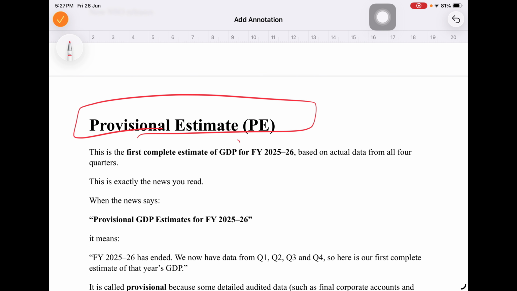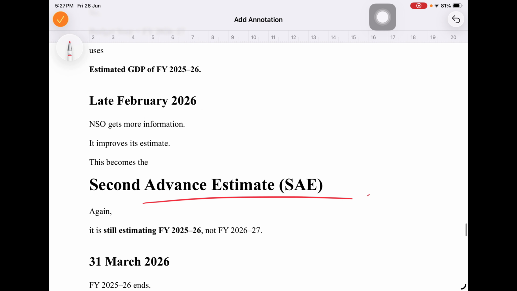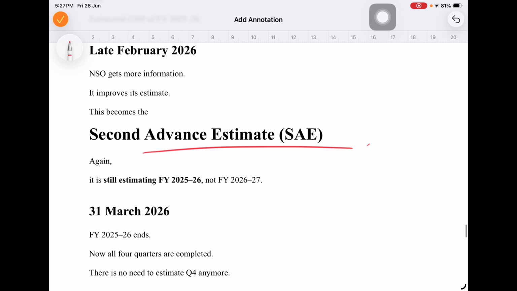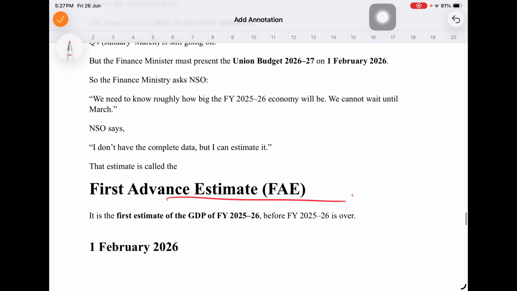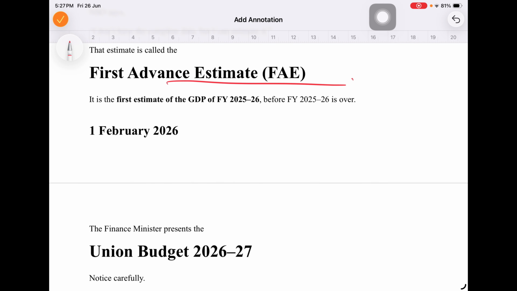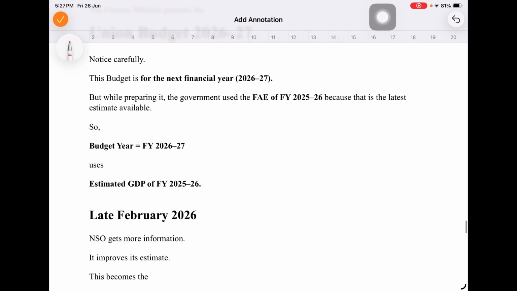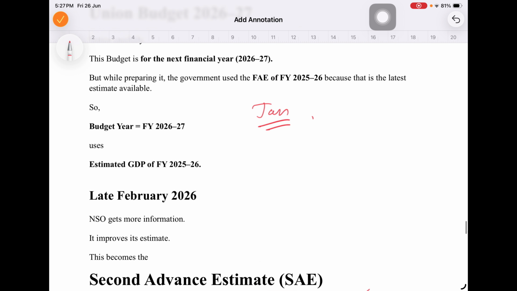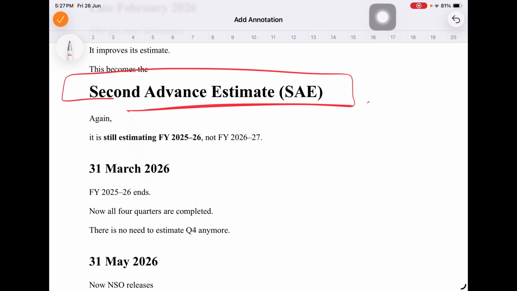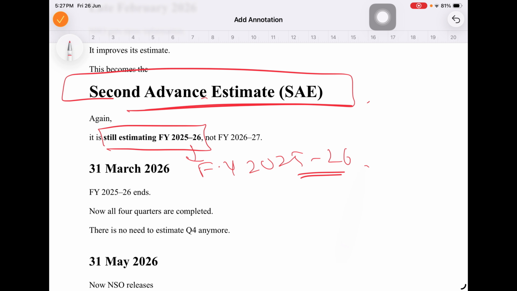So I hope you understood what the quarters are. That is about the quarters. And now you have to understand what is first advance estimate and second advance estimate. I told you what the first advance estimate is. It is based on the information from quarter 1 to quarter 3. Then you again get some more information from Jan. That information is added, and that is called the second advance estimate. So they are still estimating, still guessing how much money was spent in FY 2025-2026.